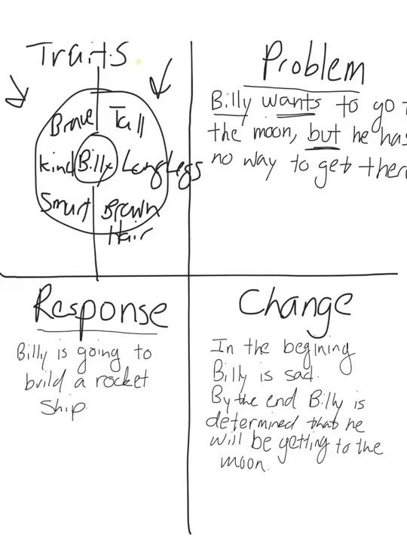So now we've spent some time getting to know our character. We have given our character a name. We've talked about their internal traits, their character traits, as well as their physical traits. We have found a problem that they're going to have in the story, and we have a response to that problem that the character is going to do. Last, we talked about how your character is going to change from the beginning to the end of your story. This is us brainstorming and planning out how our character is going to be in our story. Next, we will talk about the setting and the sequence of events in the story.